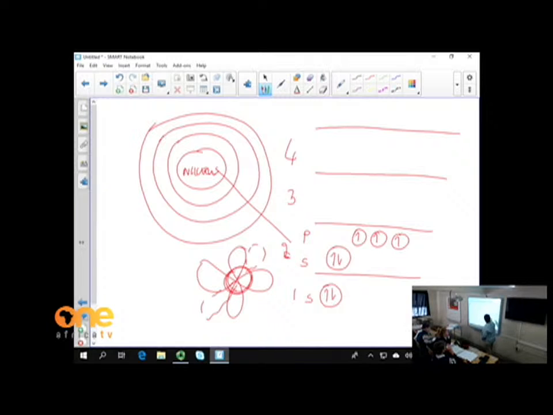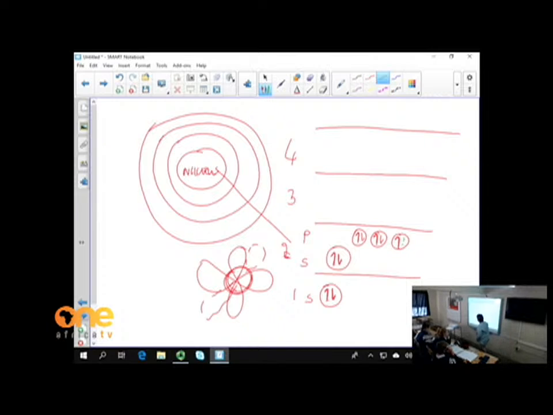If I am representing, let's say, the element fluorine. How many electrons does fluorine have? 9 electrons. So 1, 2, 3, 4, 5, 6, 7, and now they will pair off, 8, 9. How many bonding places does fluorine have? 1. Yes. All right?